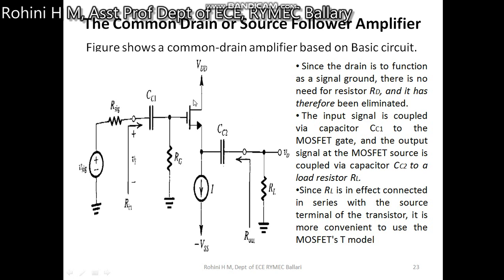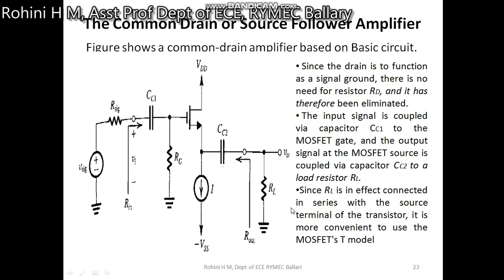Here, at the input side, V signal is fed through the coupling capacitor CC1, and V out is connected with the coupling capacitor CC2. Here you are not connecting any resistance at the drain terminal. Since the drain is to function as a signal ground, there is no need for the resistance RD and it has therefore been removed. So the input signal is coupled with the capacitor CC1 and the output signal is coupled via capacitor CC2. And next, look at this load resistance.